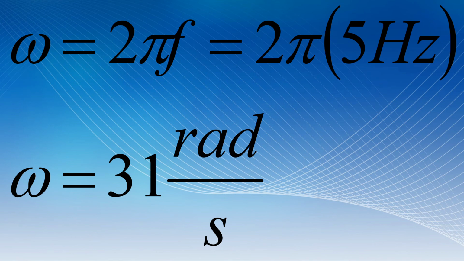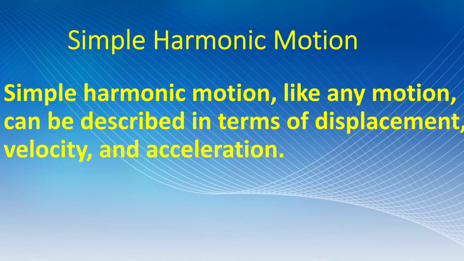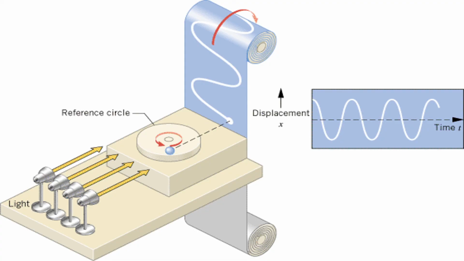After that, we will proceed to simple harmonic motion. So, what is simple harmonic motion? Simple harmonic motion, like any motion, can be described in terms of displacement, velocity, and acceleration.